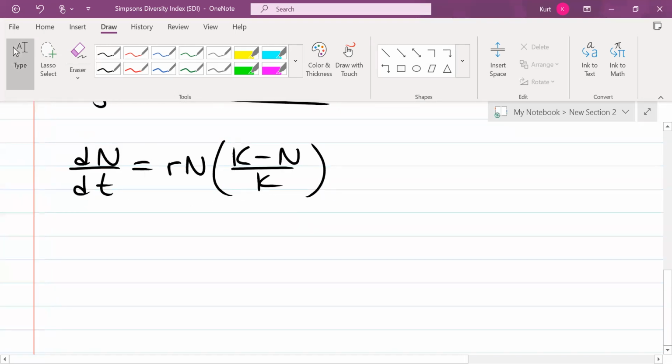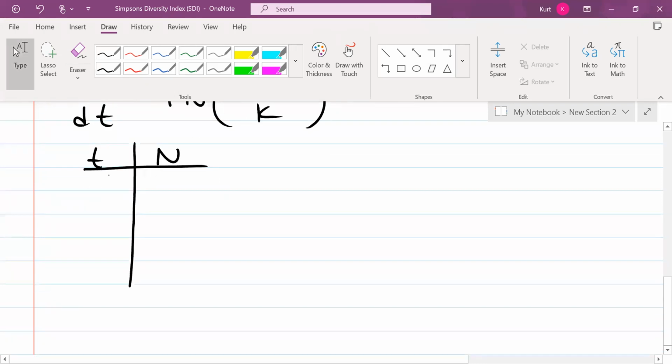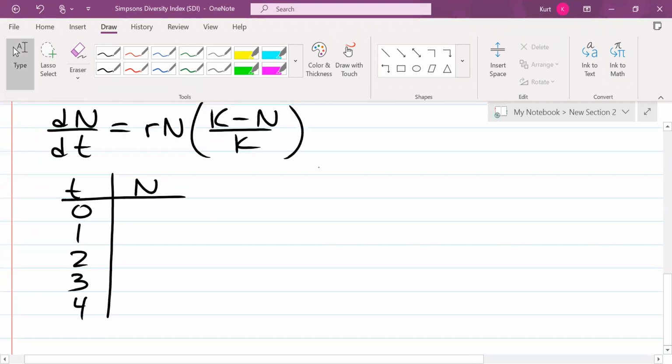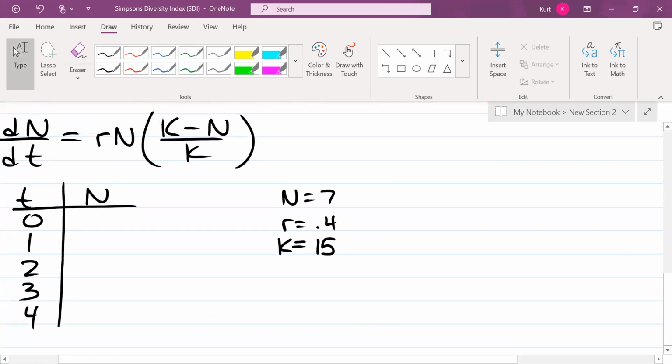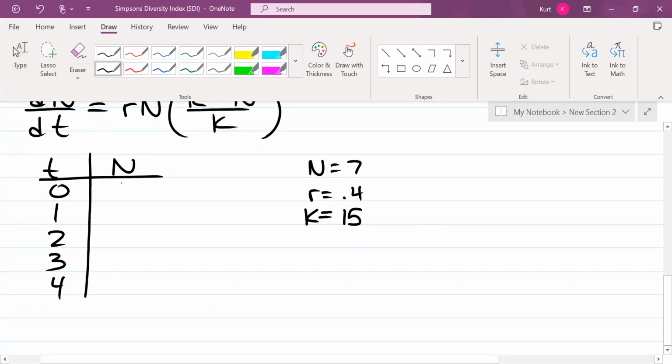So for this, let's just do 4 years, okay? Let's do 0, 1, 2, 3, 4. And we're going to have our same numbers from last time. We'll have N equals 7, R equals 0.4, and we're going to do a carrying capacity of 15. This means that this community, this ecosystem, can only support a maximum of 15 individuals. So go ahead and solve for years 1, 2, 3, 4.